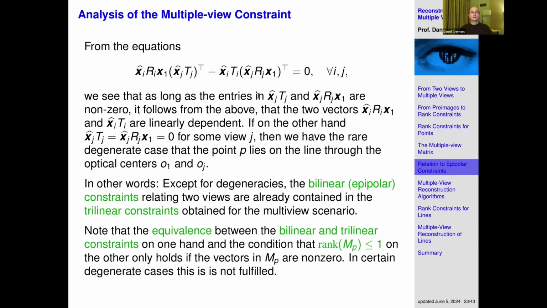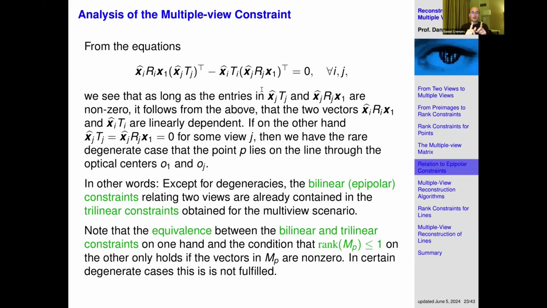So first observation is if these entries here, these are vectors xj hat tj, and this one xj hat rj x1, if these are non-zero, then basically this entails that these 2 vectors are linearly dependent. Why? Because there is a linear combination here of these 2 vectors that maps to 0. If, on the other hand, both of these are 0, this could happen. It's a rare degenerate case where xj hat tj is 0, that is the cross product of xj and tj. And this is the cross product of xj and rj x1.